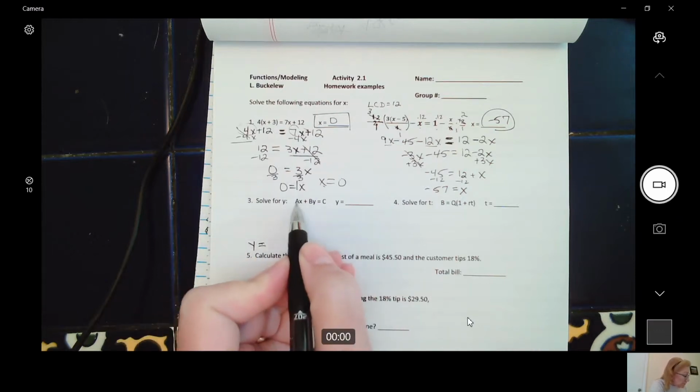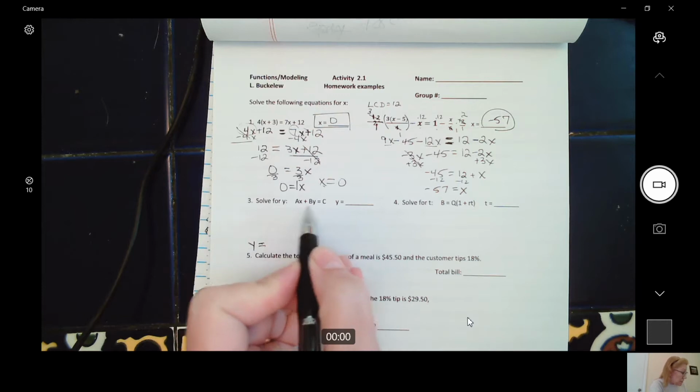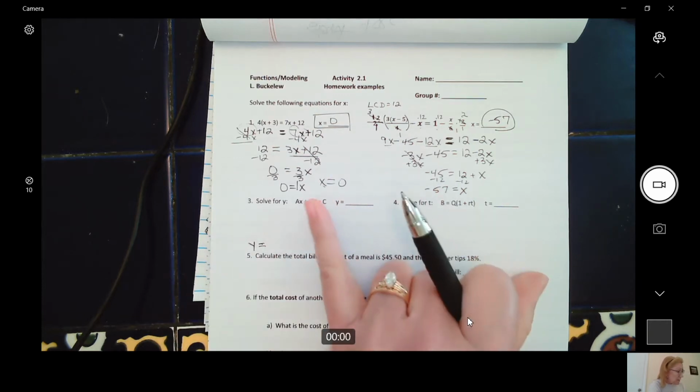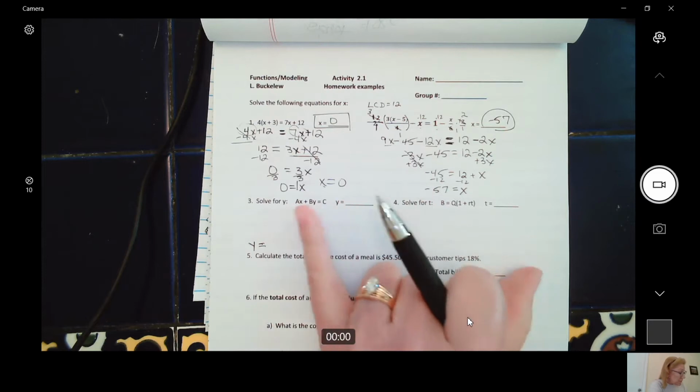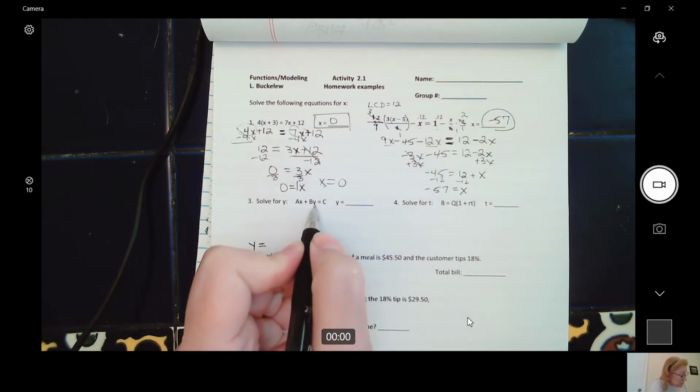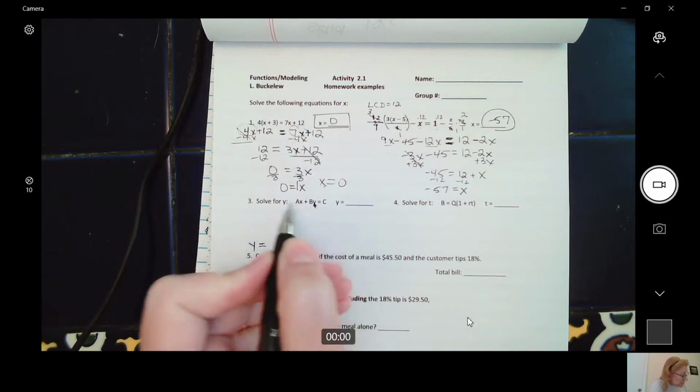If you don't have any simplification, in other words, there are no like terms on the left-hand side here, there are no parentheses to distribute, then what you want to do is take all the terms that are with the variable that you're trying to solve for and move them to the other side.